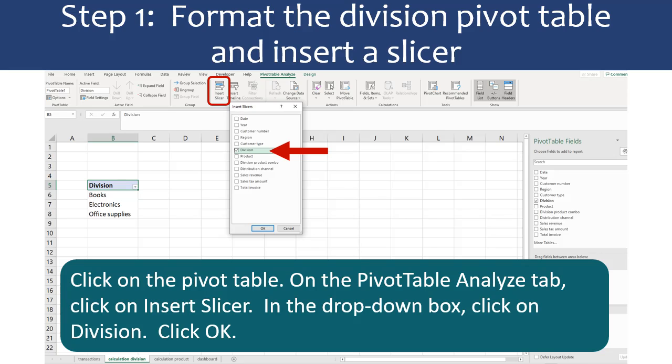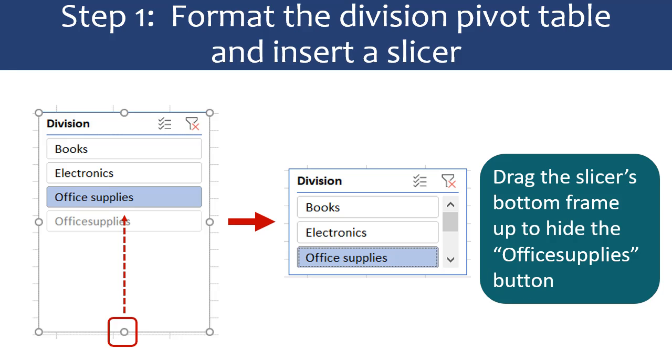Again, click on the pivot table. On the Pivot Table Analyze tab, click on Insert Slicer. In the drop-down box, click on Division, click OK. Drag the slicer's bottom frame up to hide the Office Supplies button, the one with the error. Now we have created the slicer we will need in a later step.